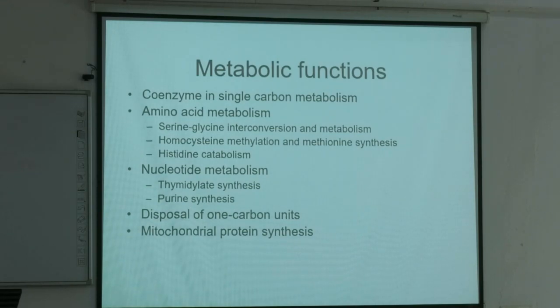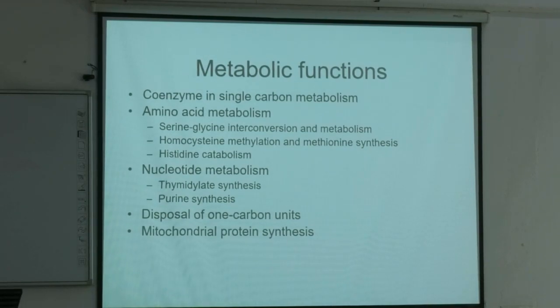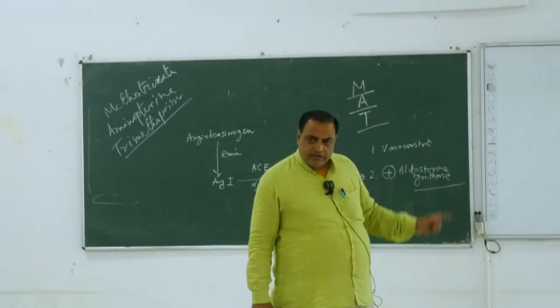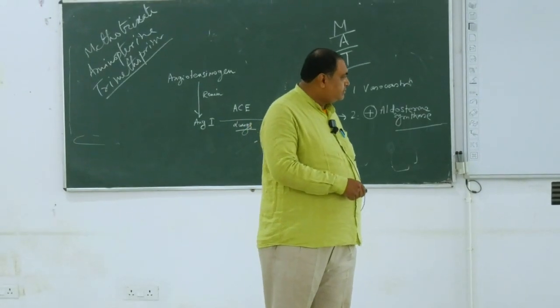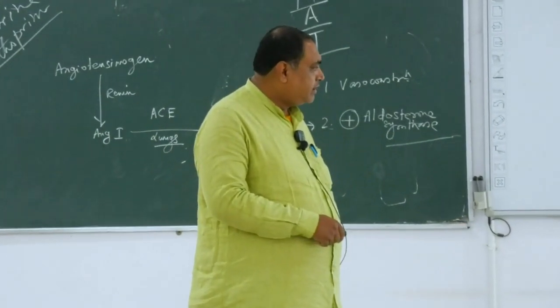Coenzymes used in amino acid metabolism. See where it is written. Mostly it is not taught to you so far. We'll start from next class. Amino acid metabolism: serine glycine interconversion, homocysteine to methionine interconversion, histidine catabolic pathway. Then nucleotide metabolism: one is thymine biosynthesis, another is purine biosynthesis. All these steps require tetrahydrofolate. Disposal of one carbon unit, mitochondrial polyethylene.